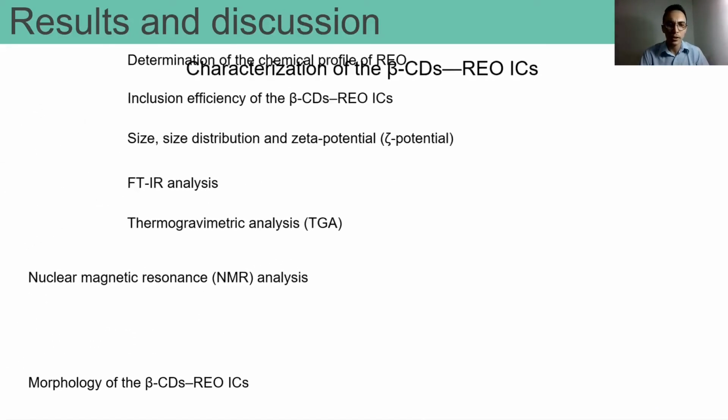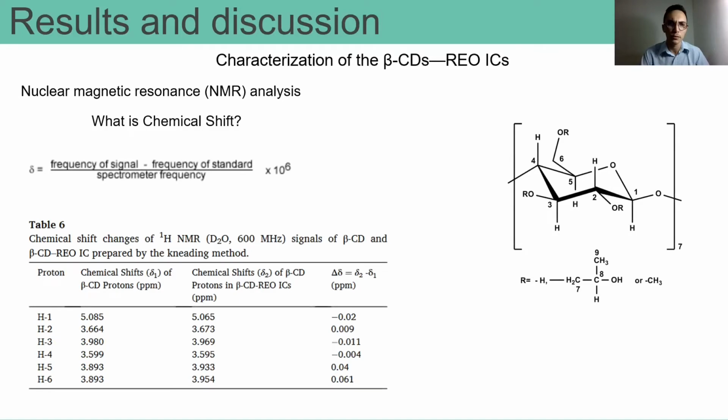And for that, we're going to go now to nuclear magnetic resonance, NMR analysis. To understand NMR, we first need to understand what the chemical shift is. Chemical shift is the difference between the frequency of a signal that you are using to analyze and the frequency of a standard that you are using.